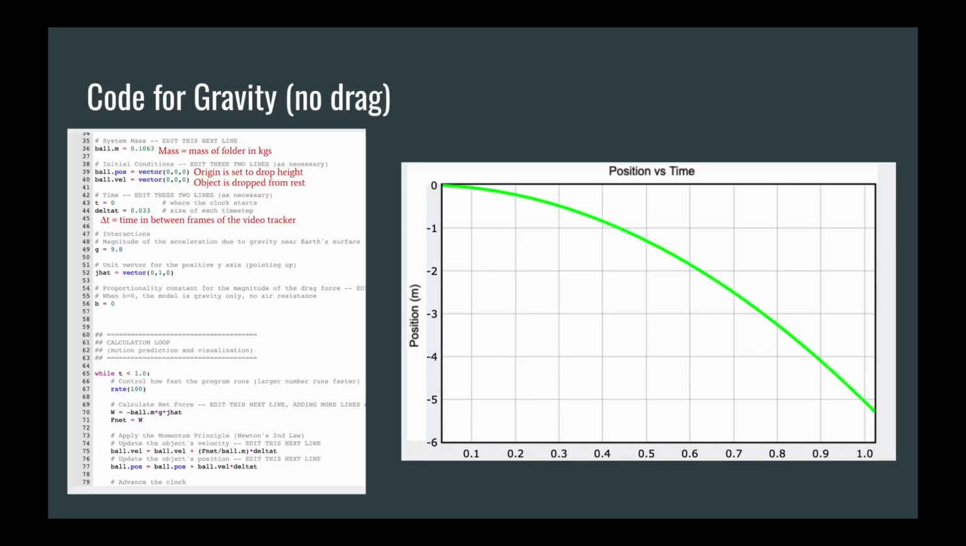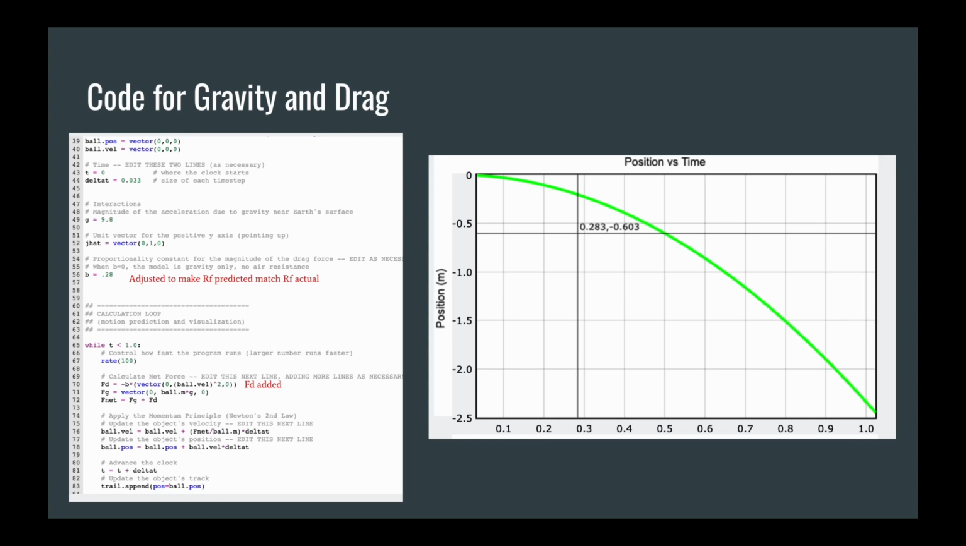To find the position time graph for the falling object with no drag force, I edited the GlowScript code to account for the mass of the folder, the starting conditions I explained earlier, the time in between the frames, and the updated velocity and position formulas. To the right is the graph yielded from this. For the model of gravity and drag, I first had to alter B to match the actual final position and the predicted final position. I also added the necessary equation to calculate my drag force and kept all other conditions the same as in the previous code. The graph of the results is shown to the right also.